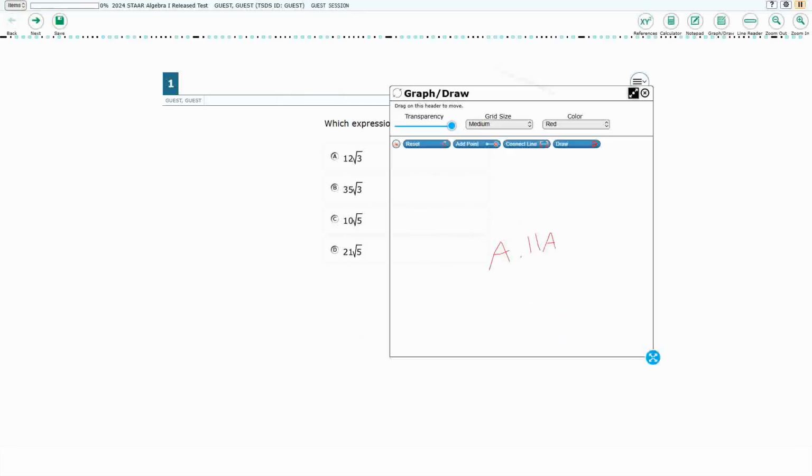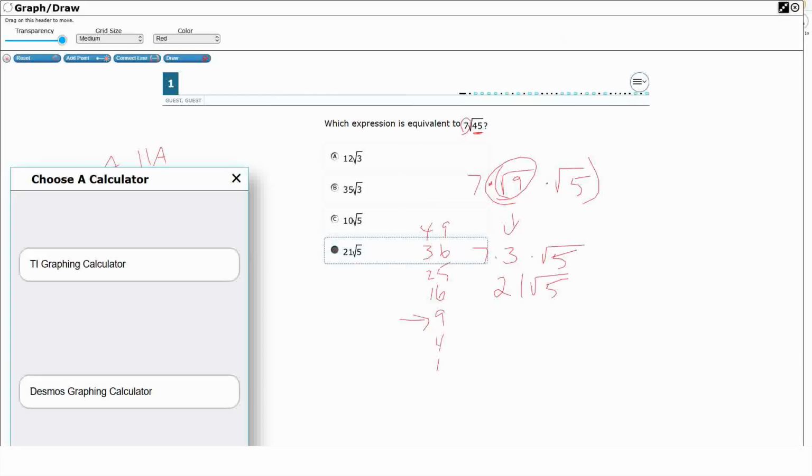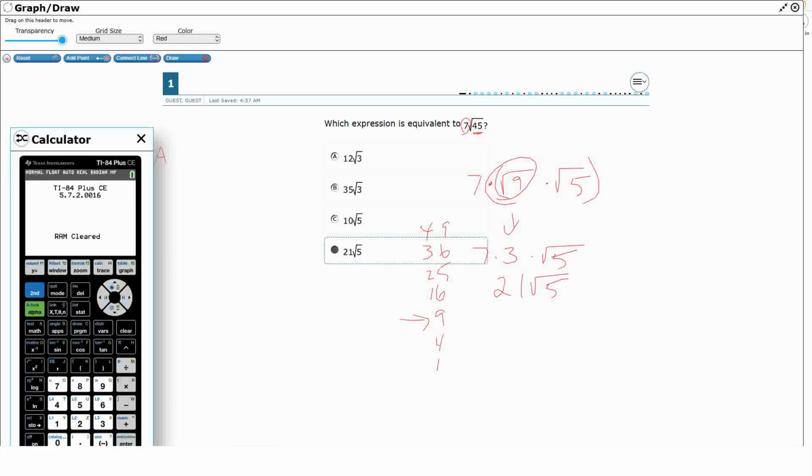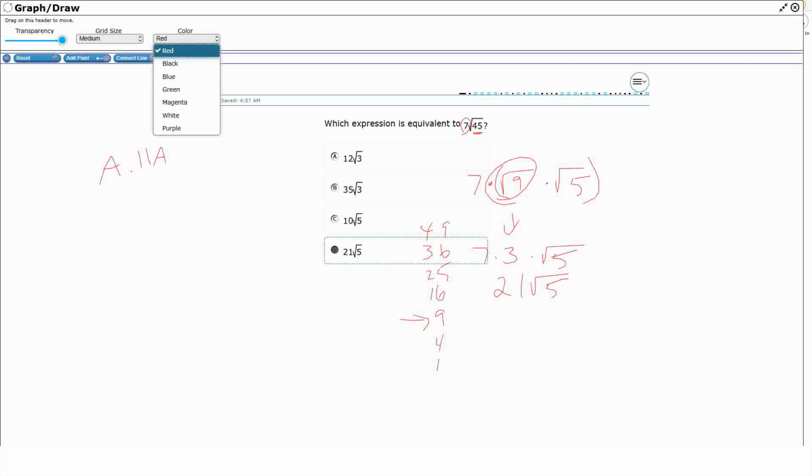And if we are unsure, I would highly suggest opening up our calculator here and just plugging them in. 7 square root 45. All right. And then let's do 21 square root of 5. And you notice we get the exact same. So if we get stuck, we can obviously plug them into the calculator. And so our answer here is D.